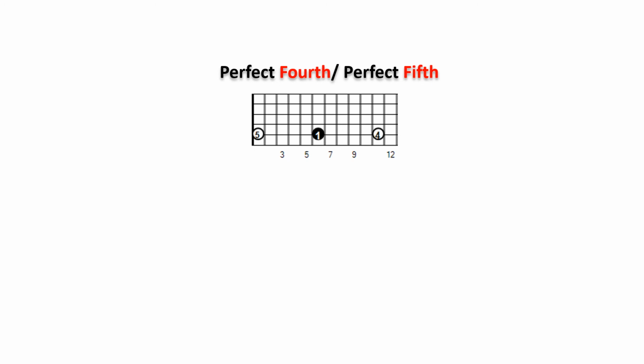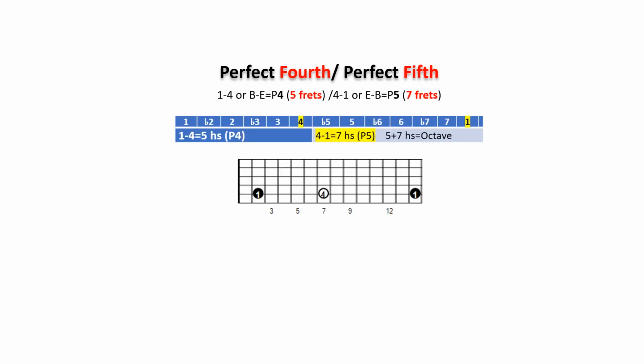Let us now consider the inversion of the fourth and fifth intervals. Going up 5 frets from the root, we find 4. Going down by the same distance, we find 5. A perfect fifth is therefore an inversion of a perfect fourth interval. When we subtract the 5 half steps in a perfect fourth interval from 12, we get 7 half steps or frets in the perfect fifth interval 4 to 1.